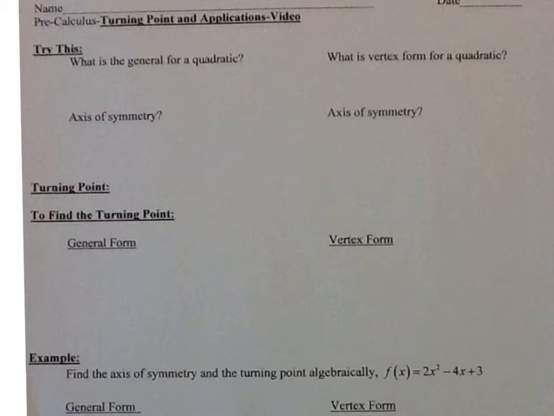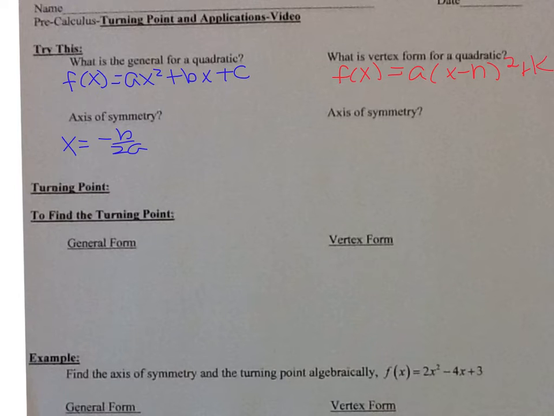The first one says, what is the general form of a quadratic? So the general form for a quadratic is f of x is equal to ax squared plus bx plus c. And the axis of symmetry, remember, is that invisible line that goes right through the parabola. Remember that formula is x is equal to negative b over 2a. Okay, the vertex form for a quadratic is f of x is equal to a times x minus h squared plus k. And remember, the axis of symmetry is x is equal to h.